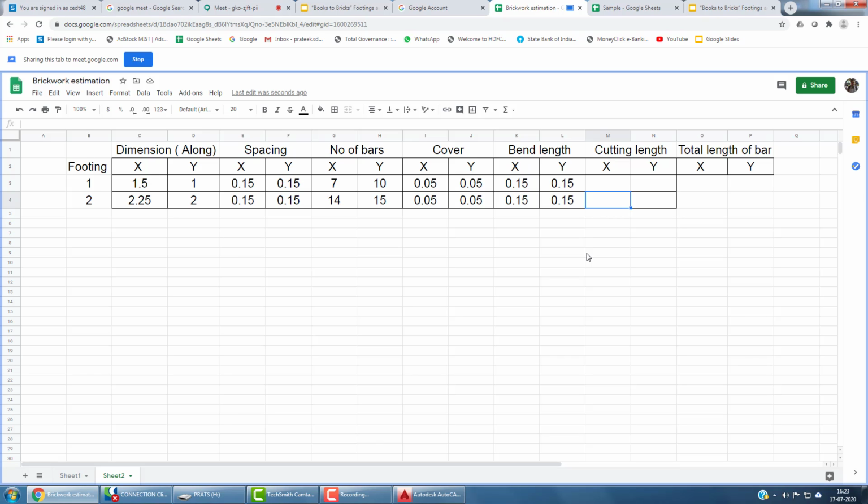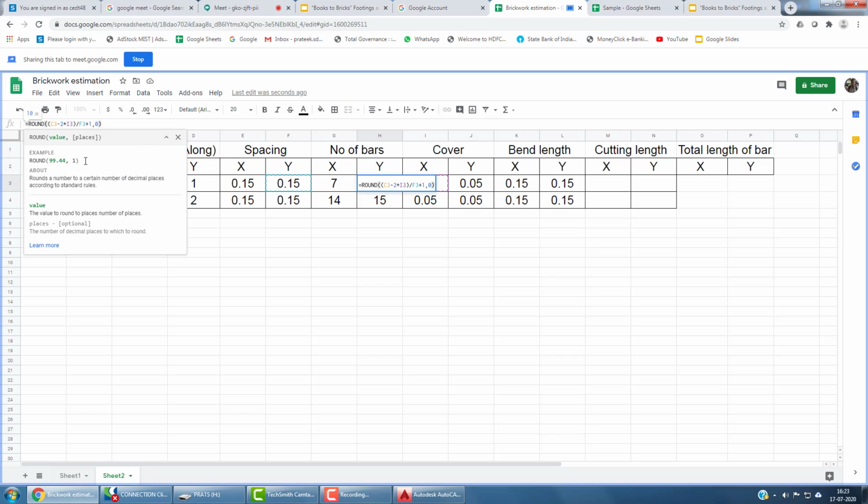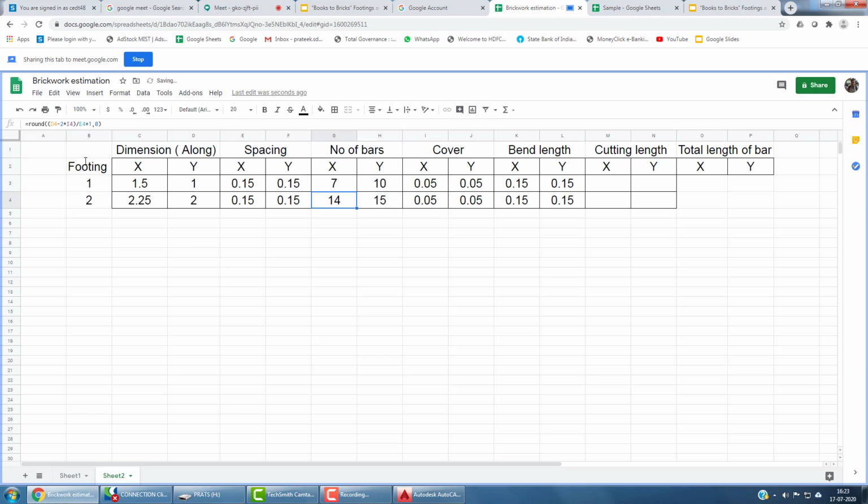No need to use round down. I think by mistake I used round down somewhere. Sorry, I used round down. Don't need to use round down. Use round only, as I used here. It will handle values greater than 0.5 and less than 0.5. Sorry, round down will reduce it. So you can avoid down and just write round. So you can just write round, equation, comma 0, 14 and 15.